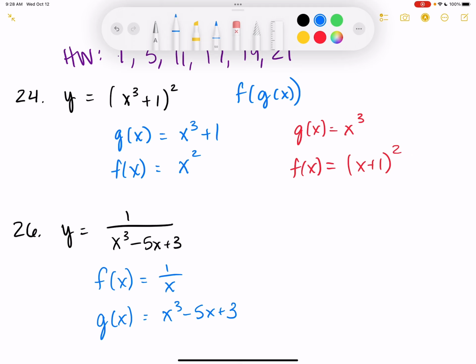Another acceptable answer, just in case anyone else had something different, you could have said that f of x was 1 over x plus 3, and then that g of x was x cubed minus 5x. Because when I take x cubed minus 5x and plug it in for x, that would still give me back what I started with. I personally would do whatever I'm writing in blue, but the red is another acceptable answer.